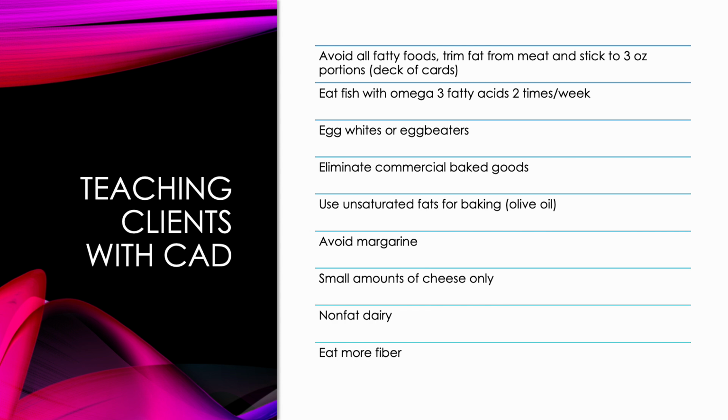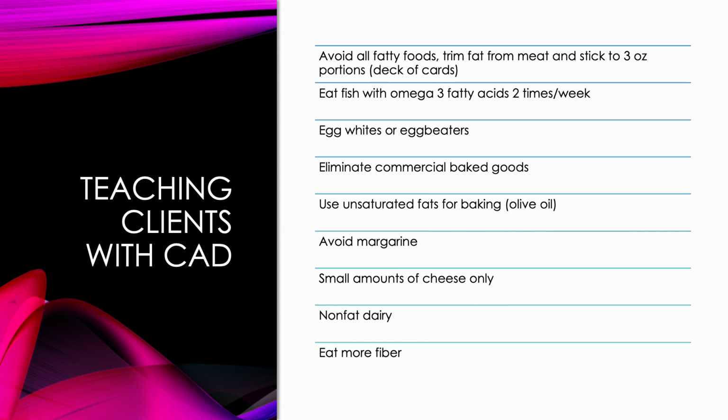All right, so you want to tell them to avoid all fatty foods, trim the fat from meats, and stick to 3-ounce portions, which is about as big as the palm of your hand or a deck of cards, okay? They need to eat fish with omega-3 fatty acids 2 times per week. So that would be like fatty fish, like salmon. Salmon's a fatty fish, mackerel's a fatty fish.